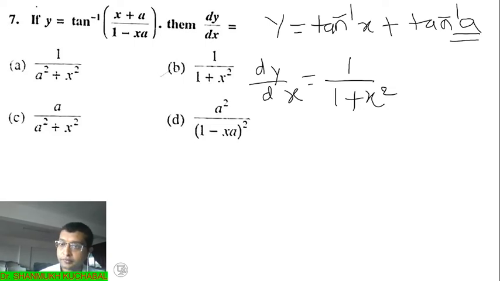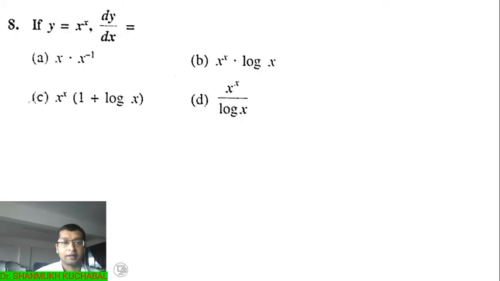Constant differentiation is 0. Therefore, the second term differentiation we write as 0. Therefore dy by dx equals 1 plus x square. Therefore option B is the right answer. Okay, so next, if y equals x raised to x, then we have to calculate dy by dx.